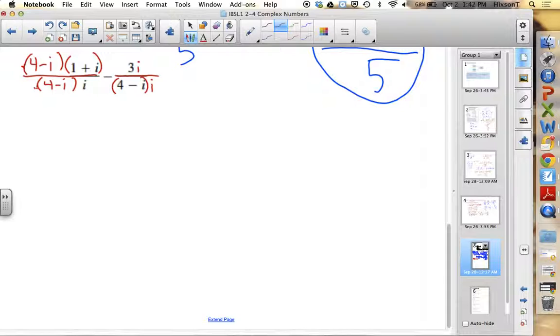Okay? So I FOIL the numerator. I get 4 plus 4i minus i squared. And then I have this minus 3i as well. Okay? That's all over 4i minus i squared, which happens to be 4i plus 1.